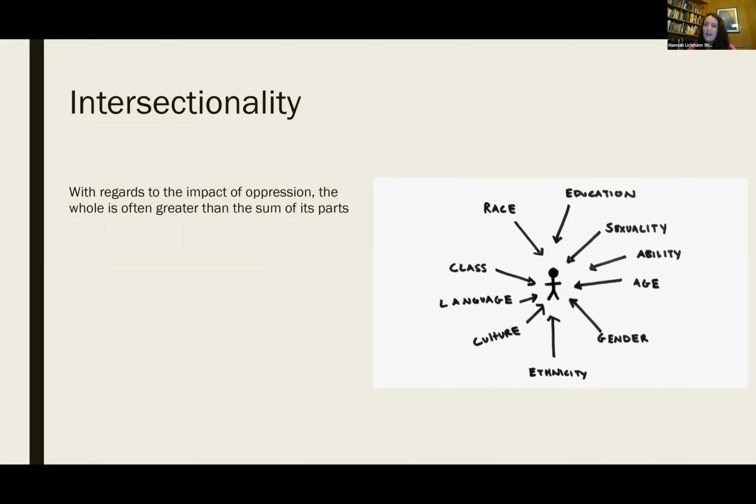But what if I was Black and Jewish? What if I was disabled and Jewish? What if I was Black, disabled, transgender, and Jewish? What would that experience be like? And that's who we need to be centering on instead of centering on ourselves.